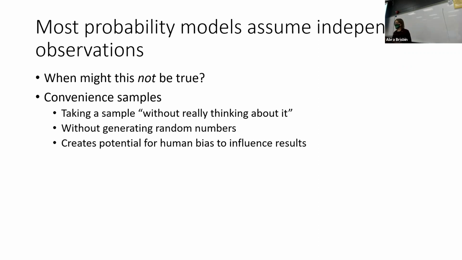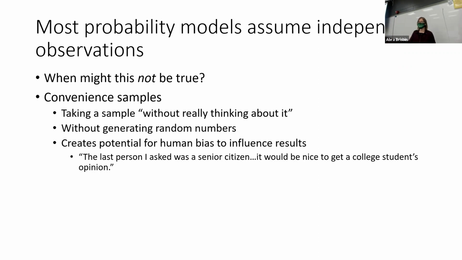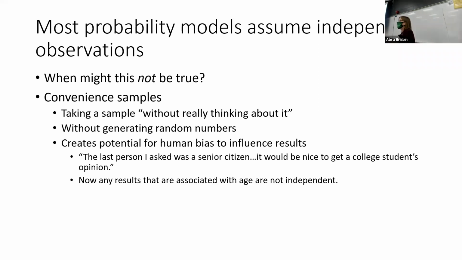So when you take a convenience sample, you might be either consciously or unconsciously thinking something like, oh, the last person I surveyed was a senior citizen. It'd be really nice to make sure I get a college student in my sample. In some sense that makes sense, you want to get a diverse sample, but that means that now any results from your survey that are associated with age are not independent.